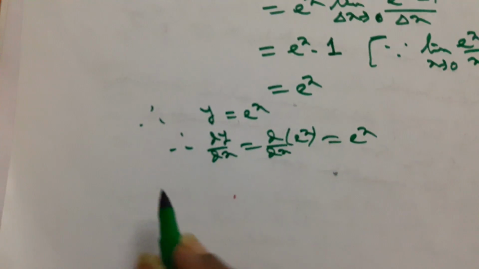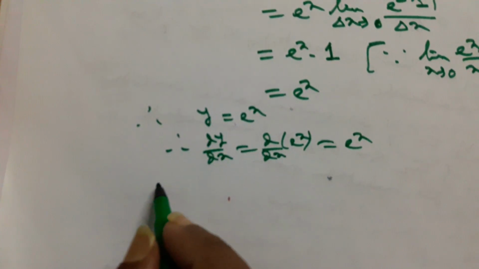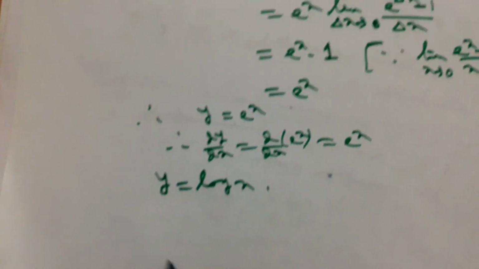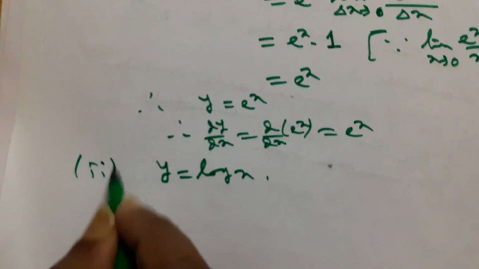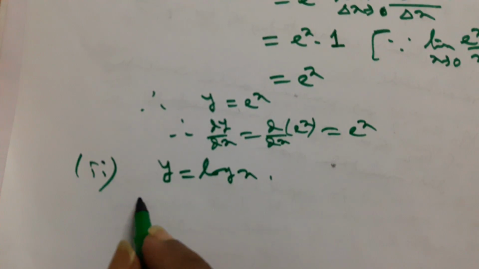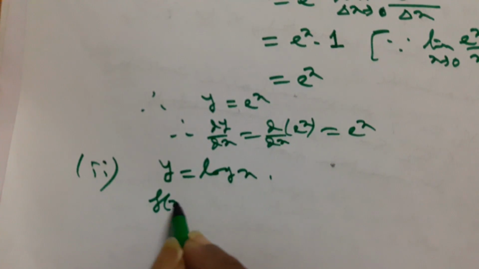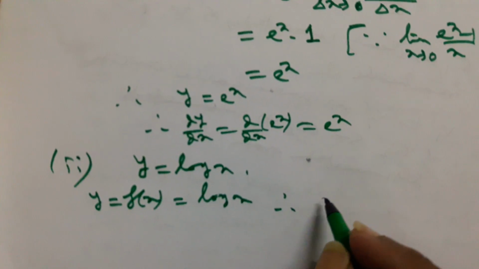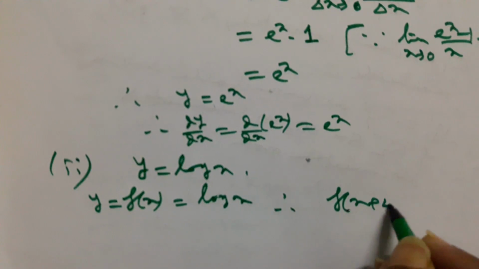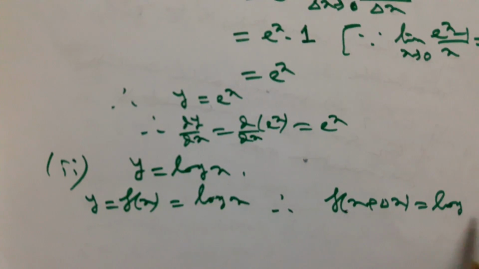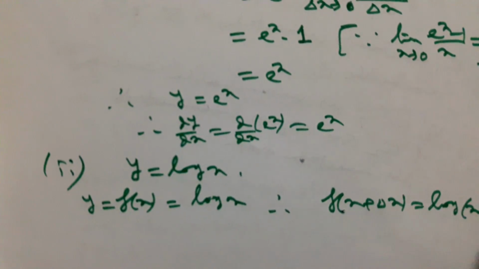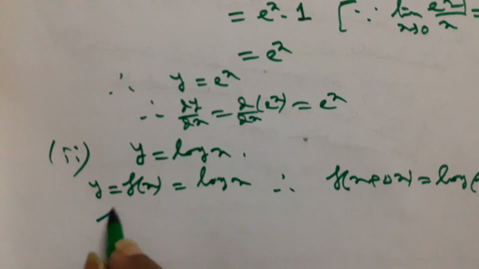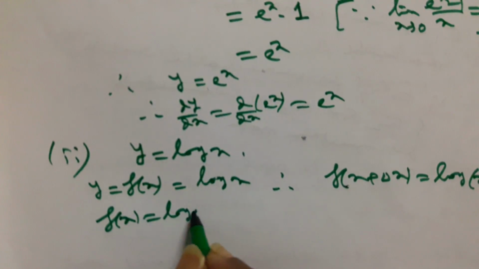And if we consider another function, just the inverse of e to the power x, y equals log x, as the second function, then similarly f(x) is equal to log x. Therefore f(x plus delta x) is log of x plus delta x, and f(x) equals log x.